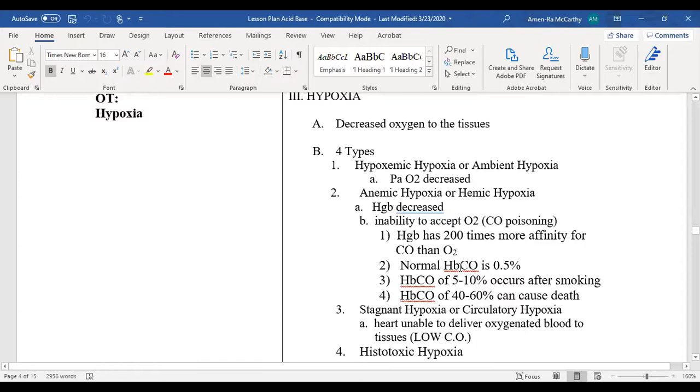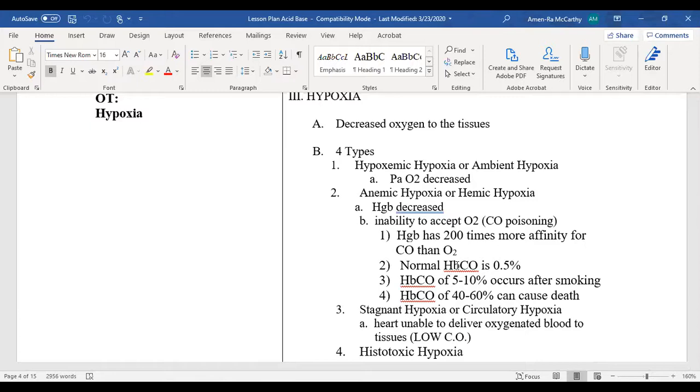Carboxyhemoglobin, carboxy, and then hemoglobin. C-A-R-B-O-X-Y, hemoglobin. I think. I'm not the speller. I told y'all that. But carboxyhemoglobin is normal living on Earth. 0.5% should be your normal carboxyhemoglobin amount.